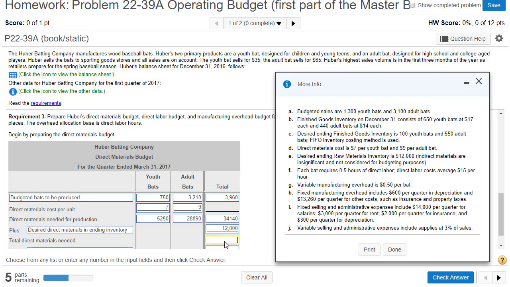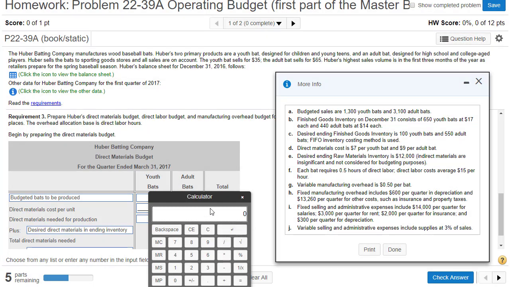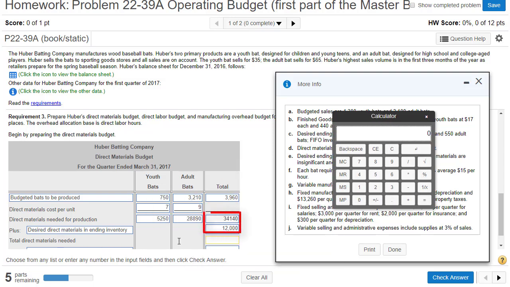We're going to add those two up to give us our total direct materials needed. 34,140 plus 12,000 gives us $46,140 of direct materials needed.